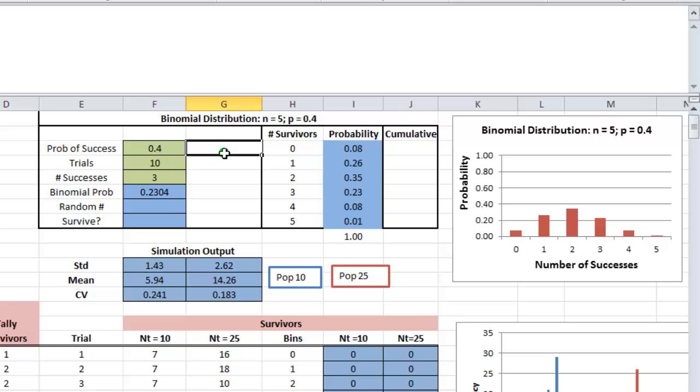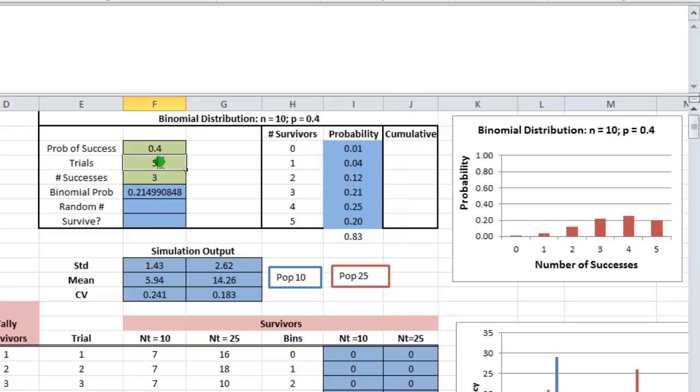For example, if I enter 10 here, then now we see that the area underneath these bars does not add to 1. That's because there's a chance that 6 or 7 or 8 or 9 or 10 individuals would also survive. So let's keep that back at 5.